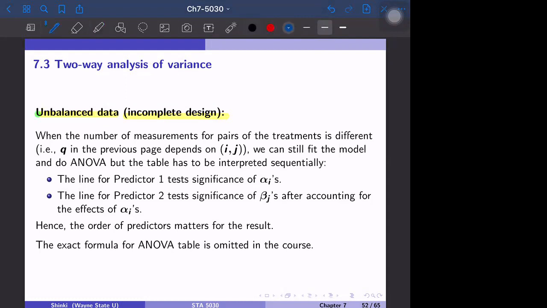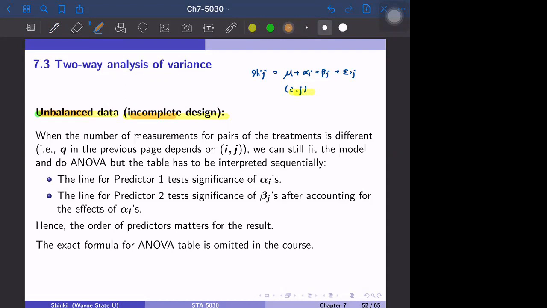Previously we had x_ij equal to mu plus alpha_i plus beta_j plus epsilon_ij, and we assumed there is only one observation for each pair ij. But here we don't assume that. We may have multiple observations, but sometimes we don't have any observations for a pair. If some pairs are missing, we say the design is incomplete. If the number of observations for the pairs ij is different, we say it is unbalanced. So maybe I would say an unbalanced incomplete design.